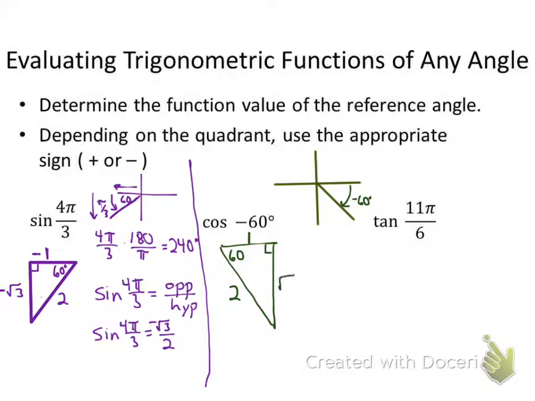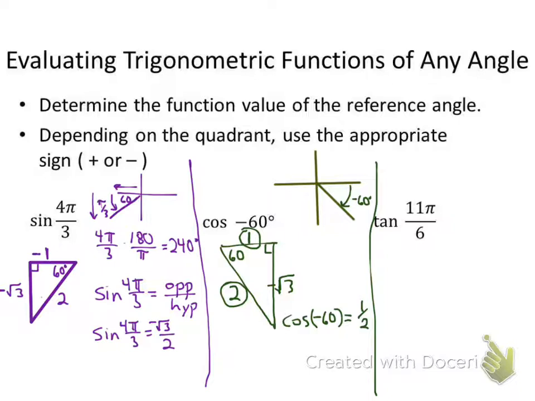So, and then my last side is root 3, but it's negative root 3 because it's facing down. So, cosine of negative 60 is going to be the adjacent over the hypotenuse, and that's 1/2. Okay, last one here, tangent of 11 pi over 6.